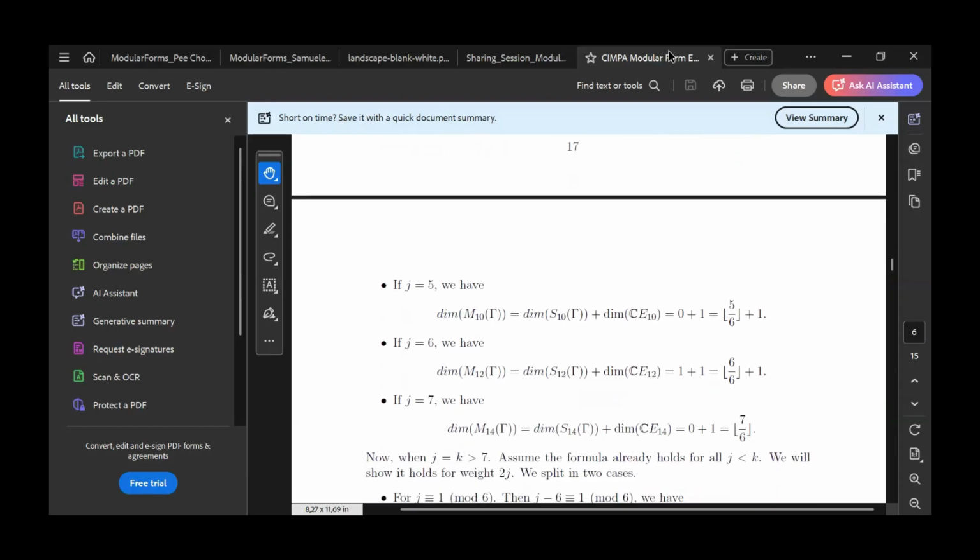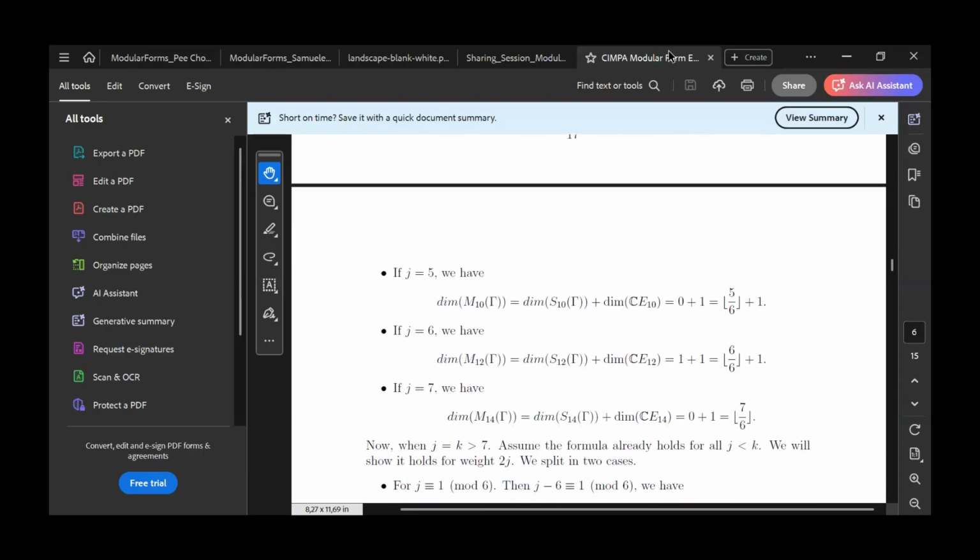J is 5 and J is 7 is also one-dimensional, right? The one that is not 1 is when j is equal to 6, because as we have talked about before, when the weight is 12, it is not unique anymore, it is not one-dimensional, and you can check that it is actually two-dimensional.